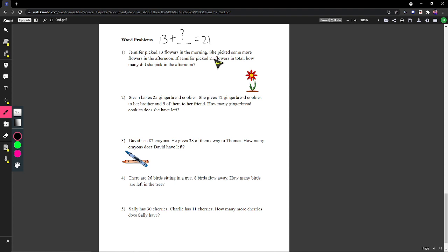What's the reverse of adding? Subtracting. So for this, you would just do 21 minus 13, because you can't subtract what you don't know to get 13. So to solve that kind of problem, you would subtract 13 and your answer would be 8. So in context of this problem, you would put she picked 8 flowers.